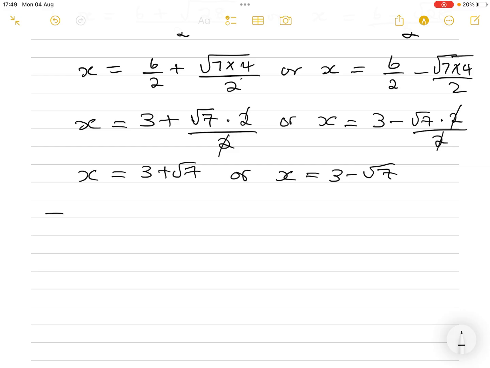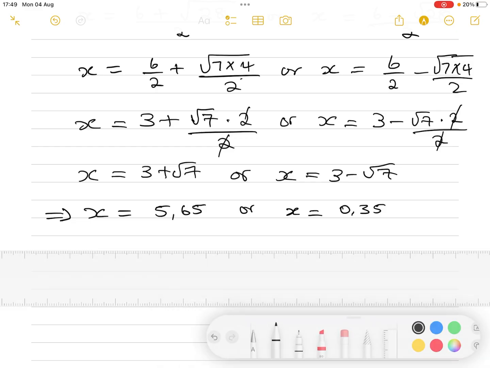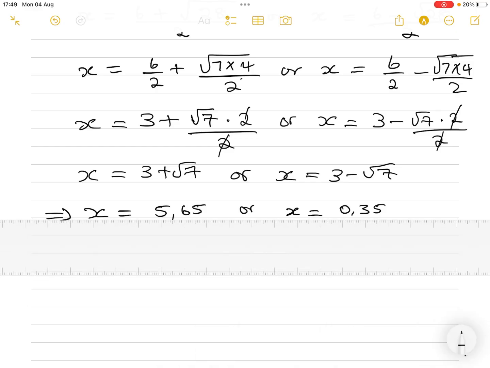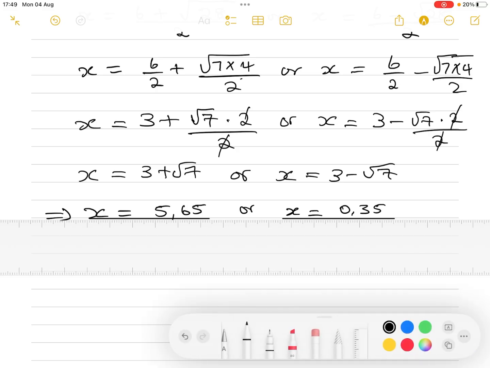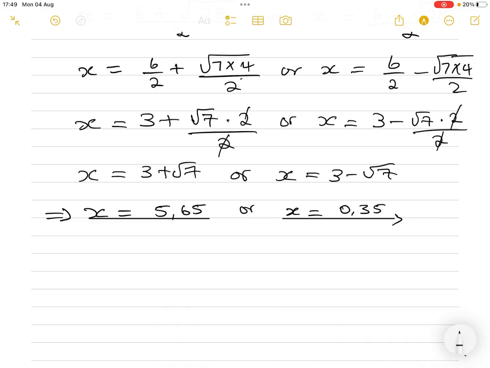So this then implies that the value of x will be 5.65, or x will be 0.35. So this is now rounded to the nearest. So these are the possible solutions for x.